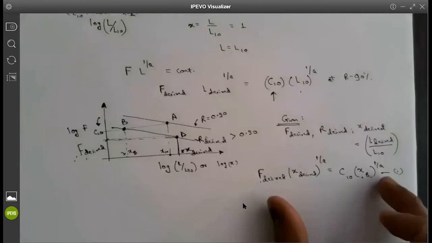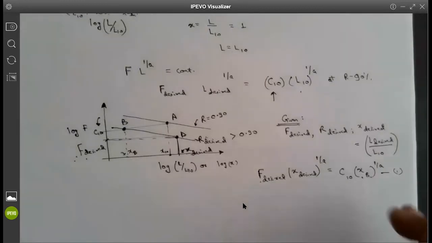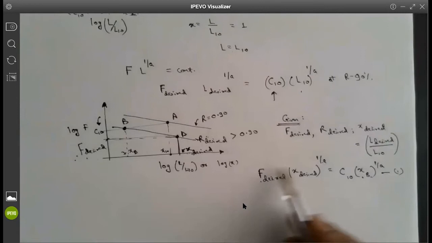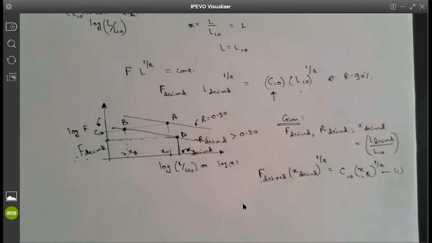So assuming you are comfortable with this expression, what is the unknown parameter in this equation? Can you help me find it? Is it XB? XB is unknown, correct? And is there anything else that is unknown to us? If you have to use this equation, what are the unknown variables in this expression, in equation 1?